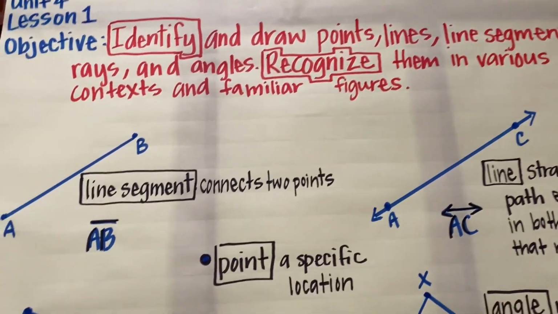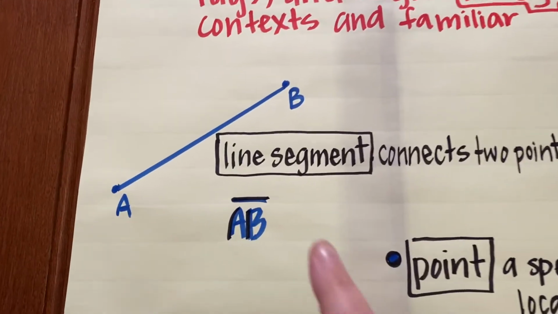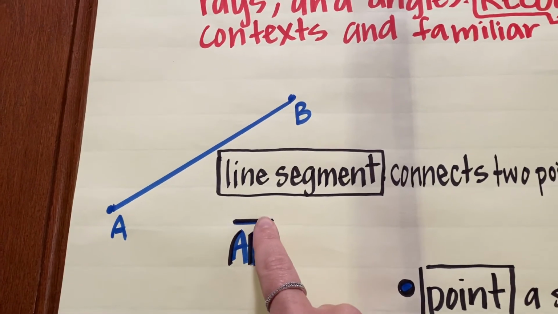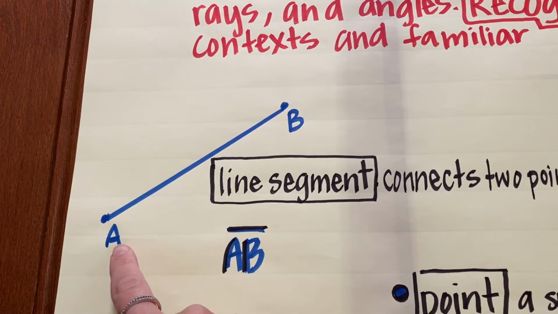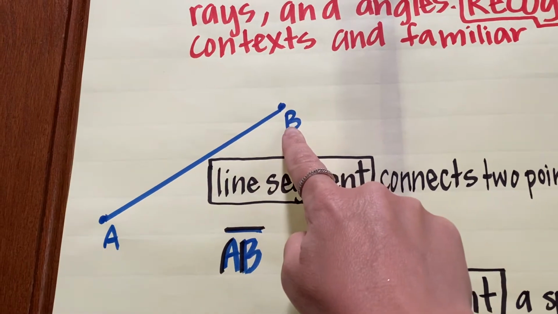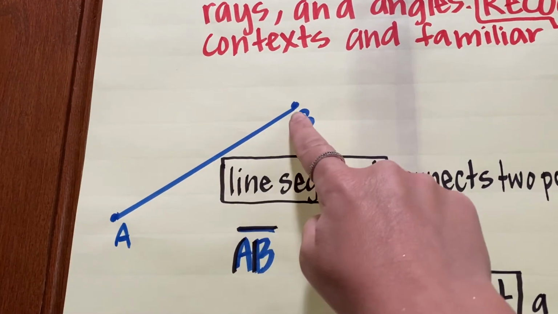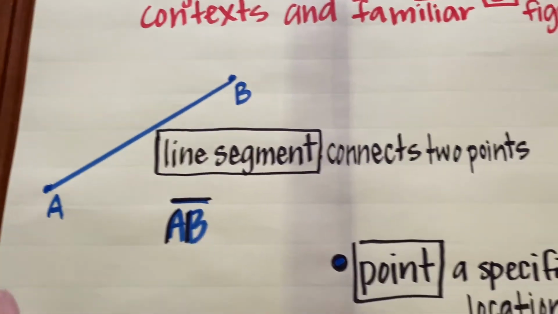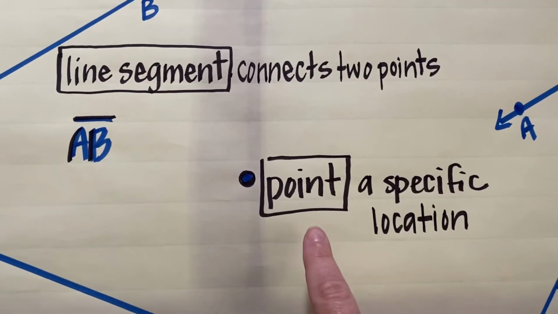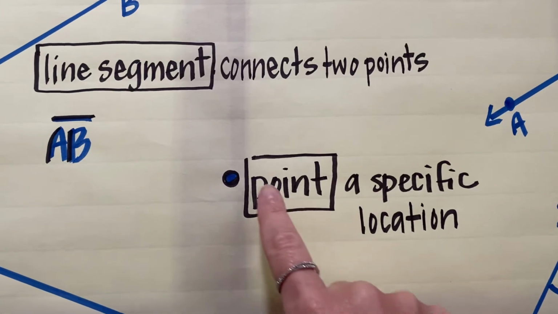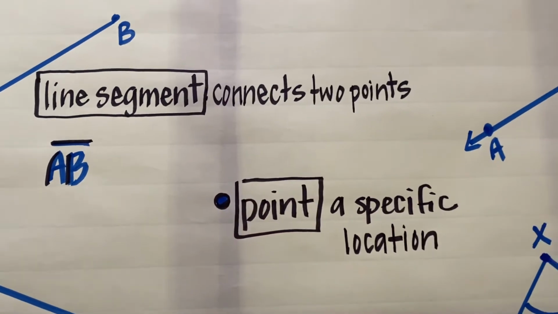Okay, so the first thing you need to know is that this right here is a line segment. It connects 2 points, point A to point B. You notice that it starts with a point and it ends at a point. Coming to our second vocabulary word, point. It's a specific location, so you're going to see points.